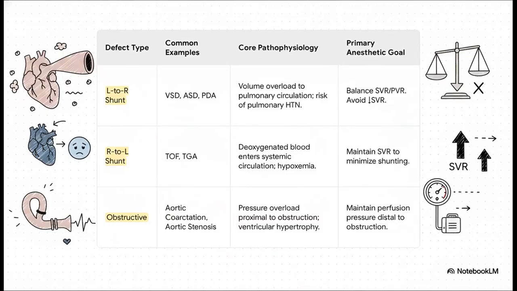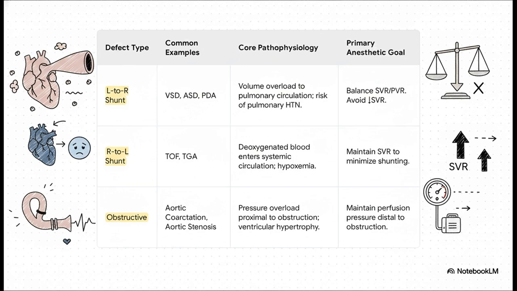And this table is fantastic because it shows exactly how that core problem directly dictates what our primary goal is as anesthesiologists. Let's look at that top row for left to right shunts, like a VSD or PDA. The problem is volume overload in the lungs, so our job is to balance the systemic and pulmonary vascular resistance, the SVR and the PVR. Think of it like a fork in a river with two paths. We have to carefully manage how much flow goes down each path. If we drop the SVR too much with our anesthetic drugs, we're basically opening up the highway to the body, which can actually reduce the problematic shunt to the lungs.